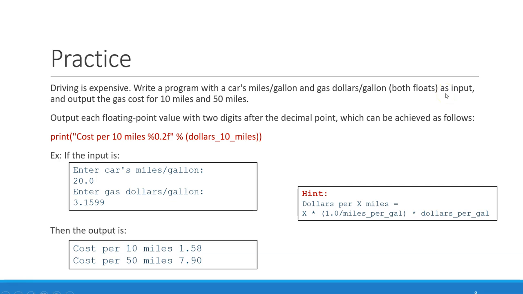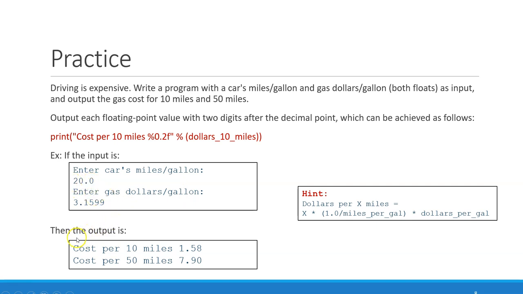I told you both floats. Sometimes I'm not going to give you anything like that. You need to figure it out as an input. So you need to ask the user first to enter the car's miles per gallon, and then you enter the gas dollar per gallon. And that's the user input, these 2 numbers.